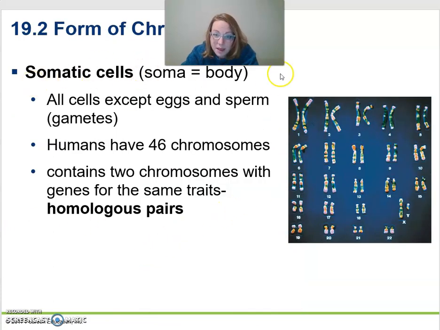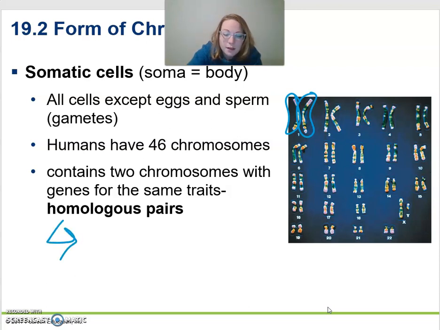So our somatic, regular body cells have those 23 pairs, 46 chromosomes, and we've got 2 copies of each, right? One from mom, one from dad. And so they're the same chromosomes, they have the same genes on there, but they could be different versions. So what we call those are homologs or homologous chromosome pairs. So 2 copies of chromosome 1 is an example.